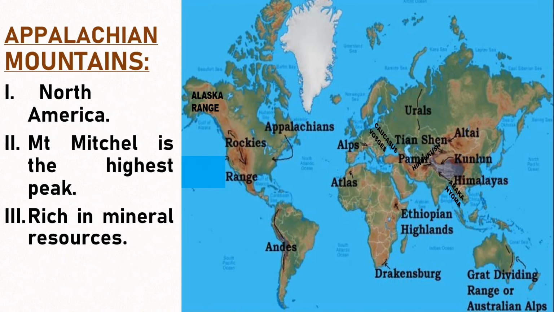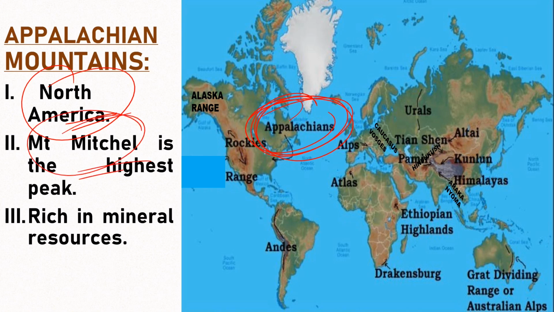Then the second important mountain chain is the Appalachian Mountains. Here you can see the location of the Appalachian Mountains. They are also located in North America. Mount Mitchell is the highest peak on these Appalachian Mountains, and they are rich in mineral resources. This is another important piece of information about the Appalachian Mountains.